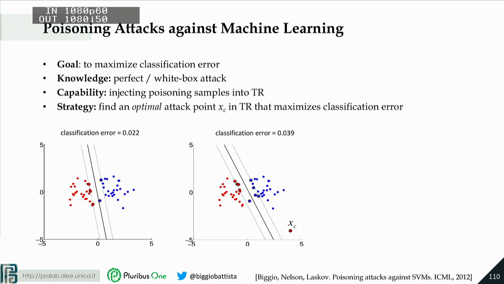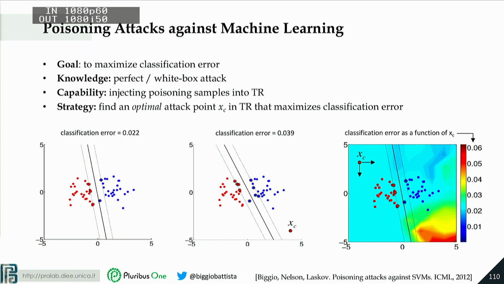Now the question is that I don't want to throw random points into the training set, right? I just want to carefully find the XC, which is the one that maximizes the error on the clean data. So to see it in 2 dimensions, you can basically move XC in. You can create a poisoning point in each location of the space.